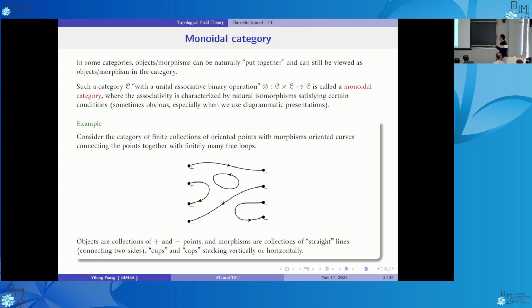So for example, we can consider the category of finite collections of oriented points with morphisms being oriented curves without singularity connecting these points, together with finitely many free loops. We include free loops because we want to sometimes cut in the middle so that we can have parts of cups and caps. So an object, you can see, is we can just put plus or minus points together, right? And the morphisms are just the collections of straight lines connecting two sides, cups and caps, composing vertically or horizontally. So this is an example of a monoidal category where we just put several very simple objects together and get a bigger object.